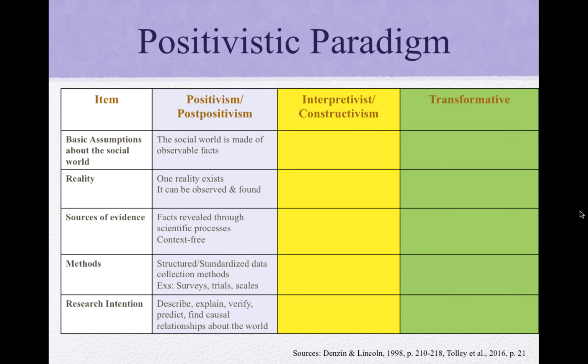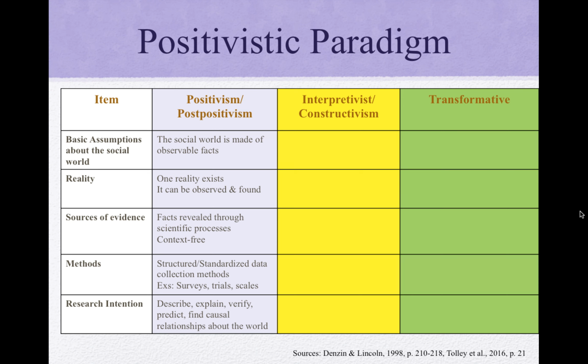So here we've got a grid or a table of assumptions and parts of how we look at positivistic theory, okay? The basic assumption is that the social world is made of observable facts, that we can actually observe what is happening and have people talk about or report on what is happening in their world and then actually see them as fact. In positivistic paradigms, the reality is seen as something that exists and that it can be observed and found, and that there is one reality and we're trying to measure it or get to it or observe it.